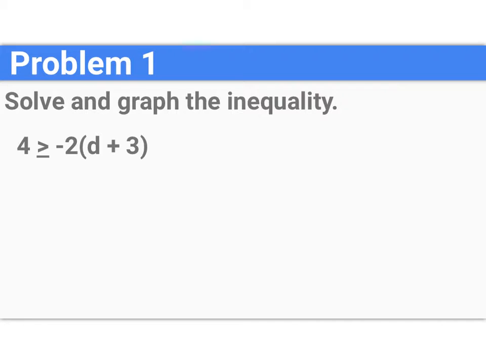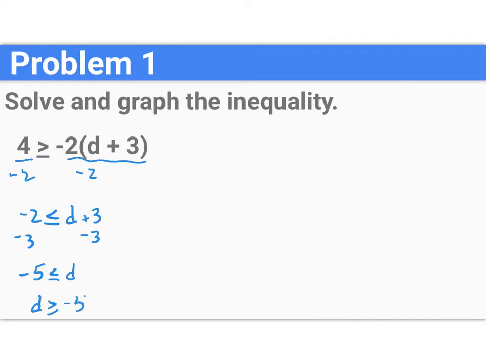Okay, so hopefully you divided both sides by negative 2. Now you have to remember, when you divide by a negative, you have to switch the sign. And then you get d plus 3. So you subtract 3 from both sides. Negative 5 is less than or equal to d. We're going to reverse everything. D is greater than or equal to negative 5.